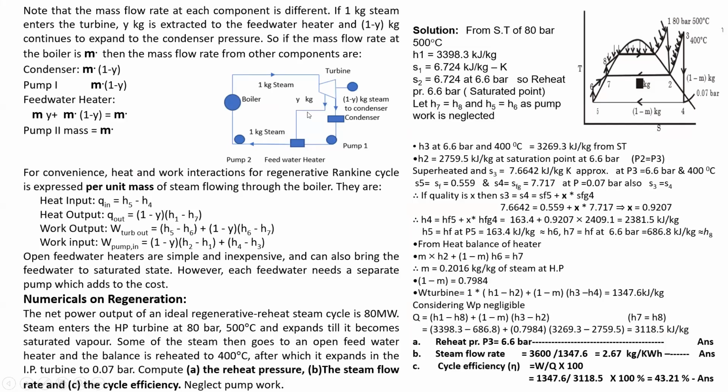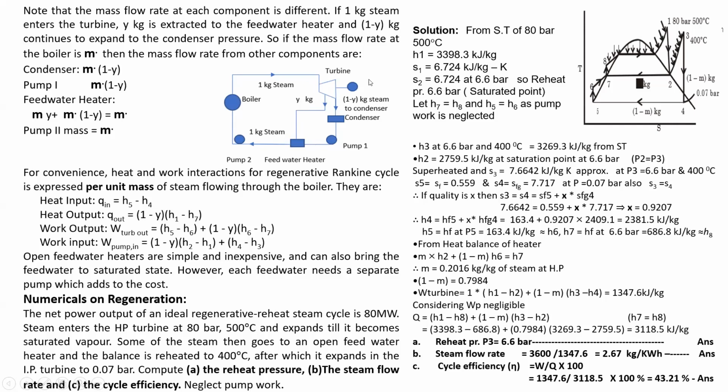Then part of the steam is extracted to the feed water heaters, that is y kg, you can say. Then 1 minus y kg of the steam goes to the condenser, and this 1 minus y kg is pumped to the feed water heater. Then here y kg is being added, so that 1 minus y plus y, again 1 kg of water you can say, goes to the boiler. So this is the cycle.